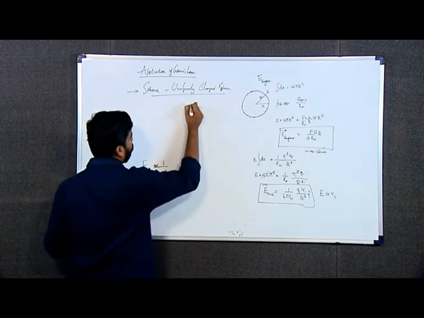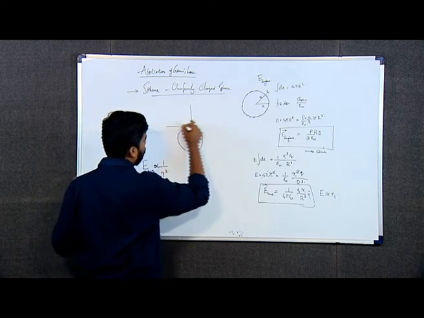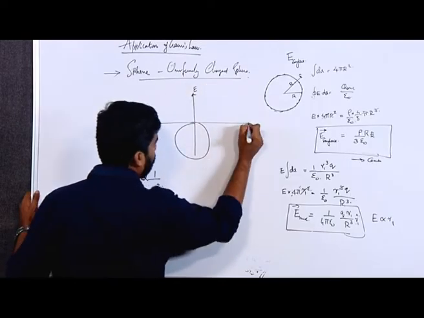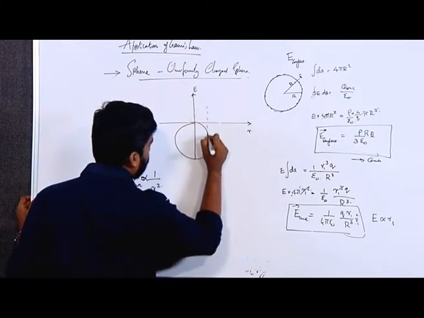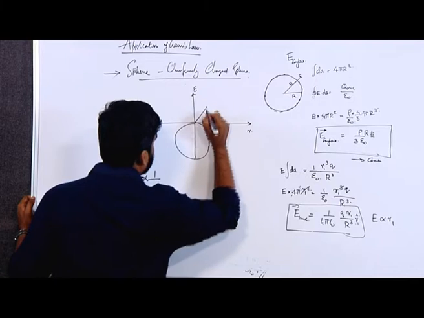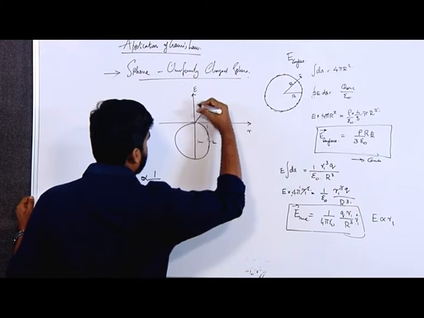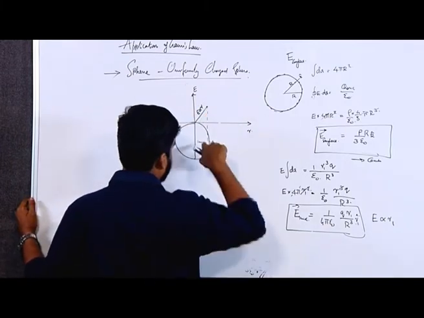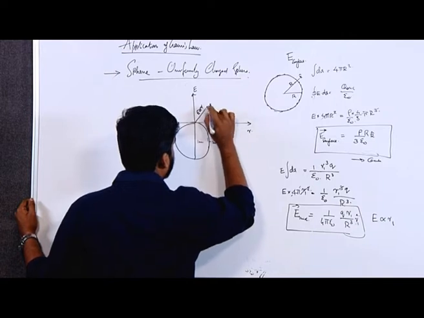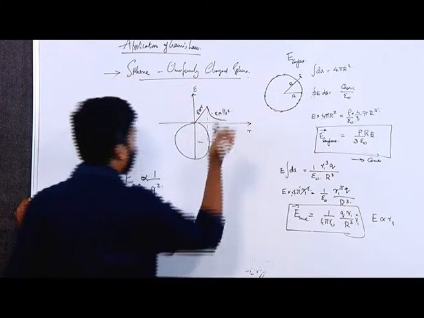Now we will draw a graph to show how the electric field is varying for a uniformly charged sphere. For that, consider a sphere, taking electric field on the y-axis and distance r along the x-axis. Till the surface, the electric field is varying inside the sphere. This is inside, this is at the surface. Till the surface, electric field is directly proportional to r, and it reaches its maximum at the surface, and again varies as E is proportional to 1 by r square.